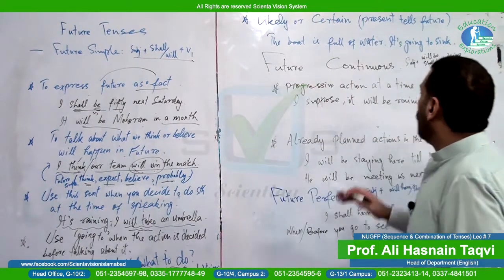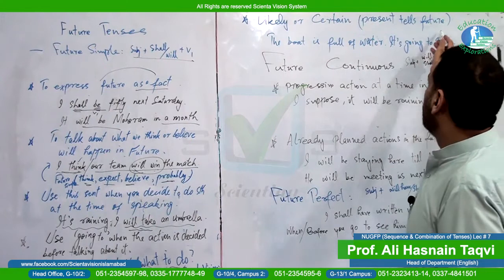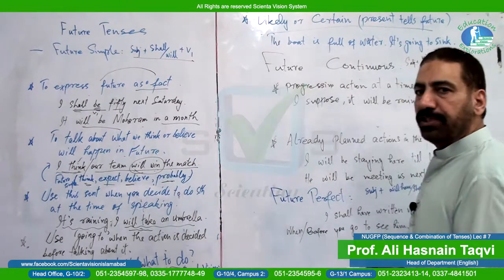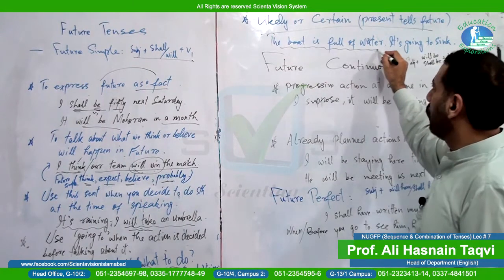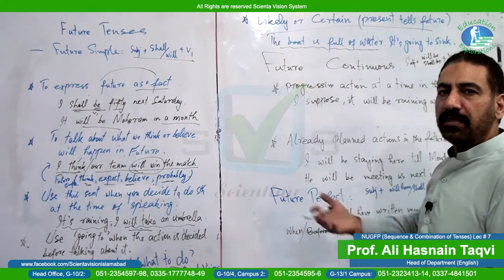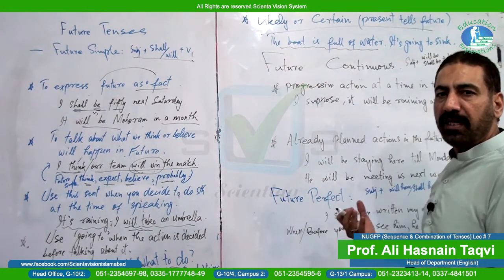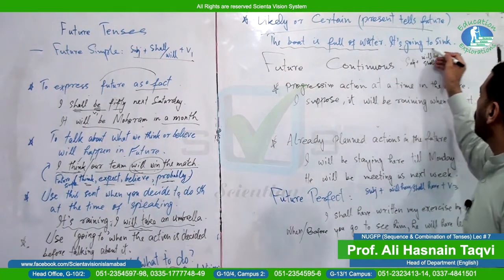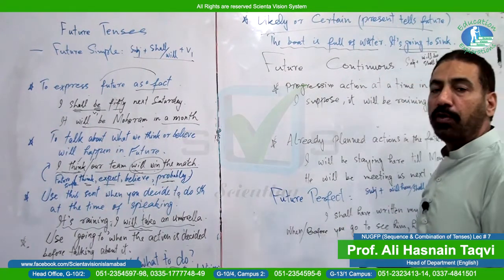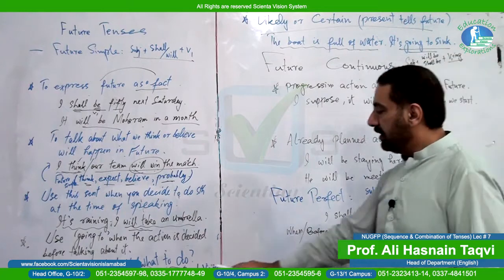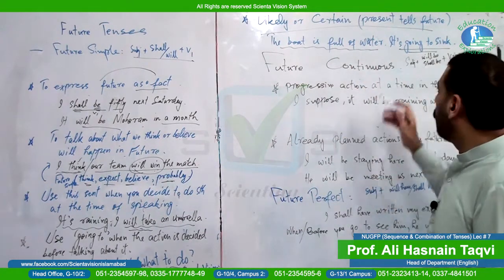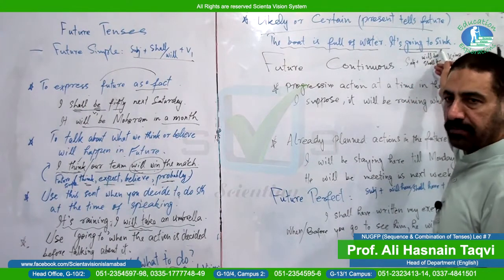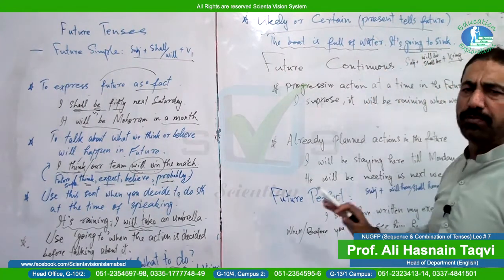Moving on to this likely or certain action. See, something is there, the boat is full of water. Now what is the ultimate result of such a happening? You know it. Again you use going to, because this is a decided fate for this boat now, because it is full of water. It is going to sink. So this is how you use going to.